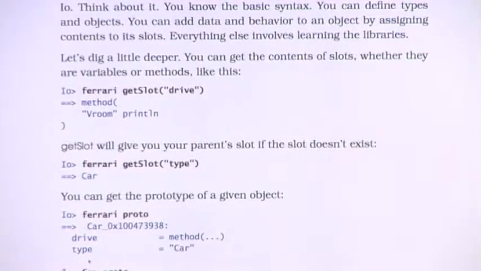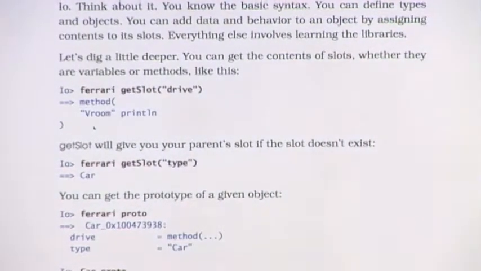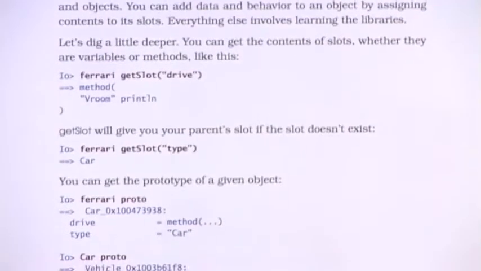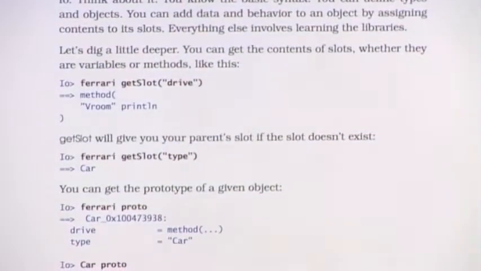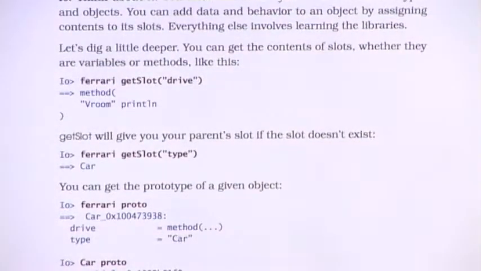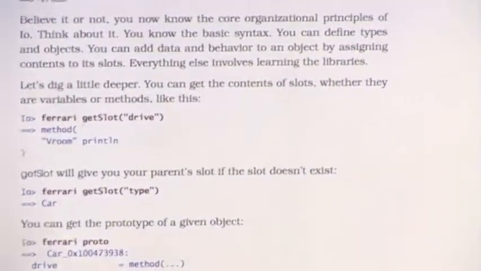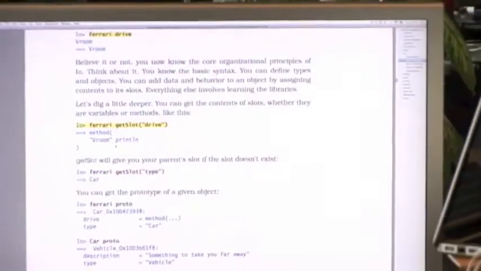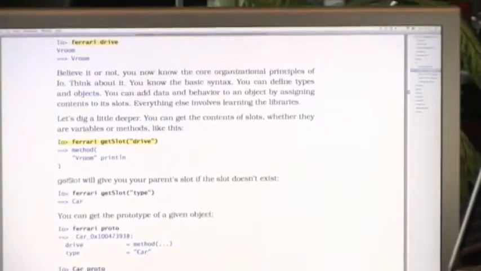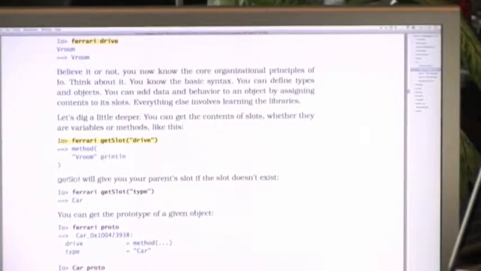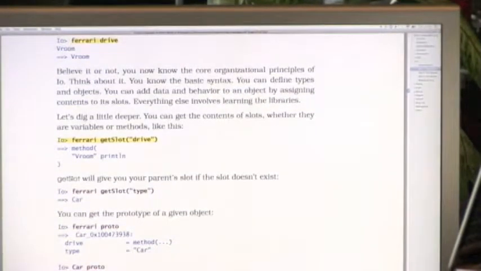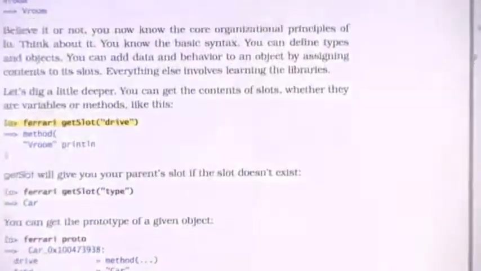Okay, and then if you want to retrieve the contents of that slot without evaluating them, which is what happens when you do this style of invocation, it invokes. You can use the getSlot method, which all objects will respond to unless you were to get rid of it. So we can do Ferrari getSlot drive, and that'll just return the method signature as opposed to evaluating it and printing vroom. Neat. Yeah.